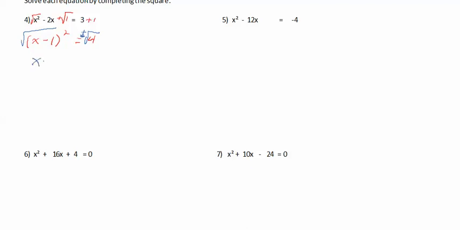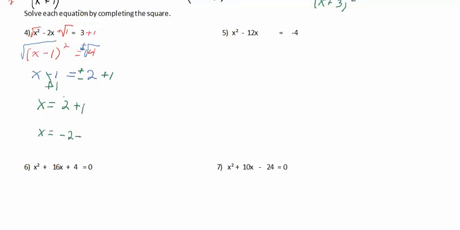So now we have x minus 1 is equal to plus or minus 2. And then solve it. Oh, I forgot my plus or minus. And solve it. Add 1. Add 1. So now we have x is equal to positive 2 plus 1, and x is equal to negative 2 plus 1.